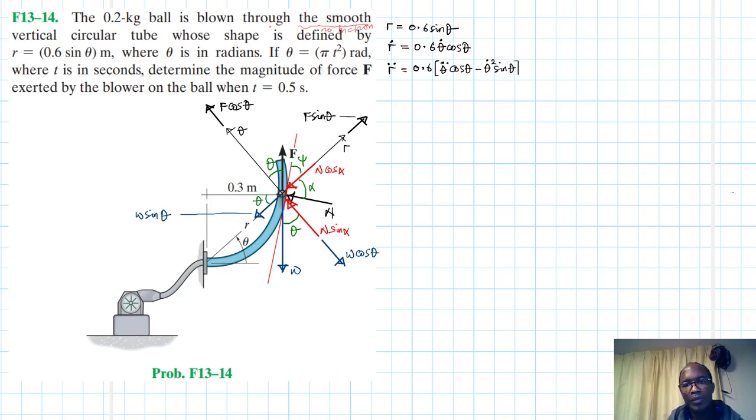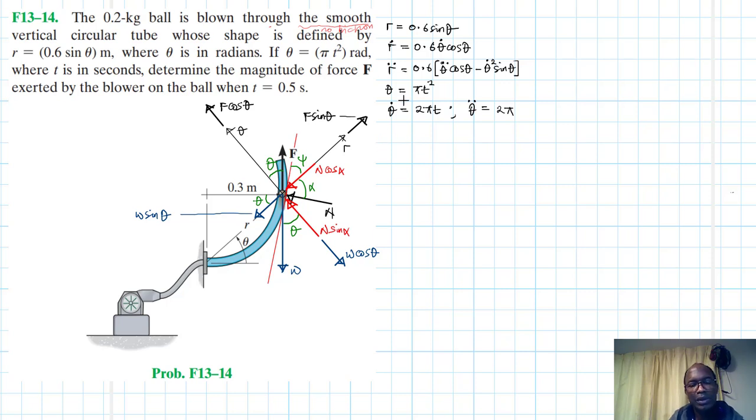So let's find what theta dot is. Theta is pi t squared. Therefore, theta dot will just be equal to 2 pi t, and theta double dot is just equal to 2 pi.